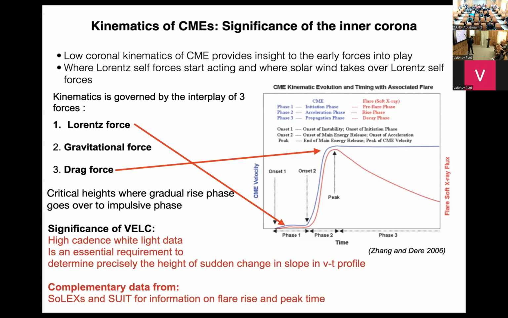Right now there are 1 or 2 points here. Suppose after the launch of Aditya, with 1 second cadence, you have thousands of points. Then you can easily model and properly fit it, and find where this initial acceleration happens. This is very important for reconnection models because it tells you where the reconnection is happening, at what heights the acceleration of the CME is happening, and at what heights the Lorentz force is maximum.